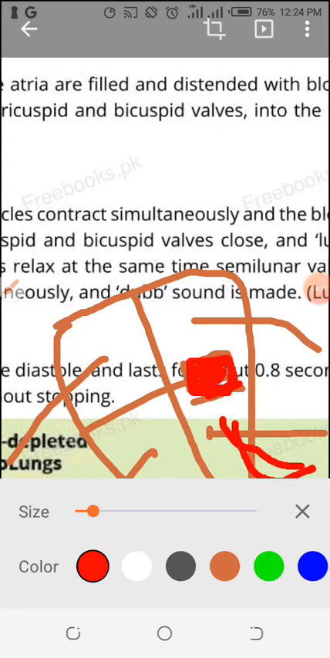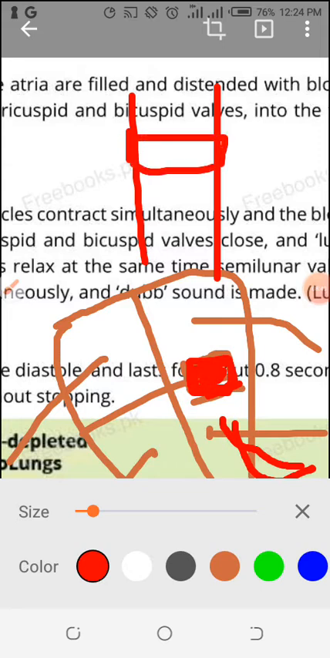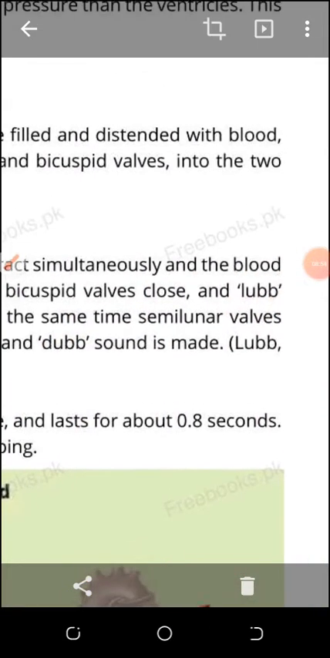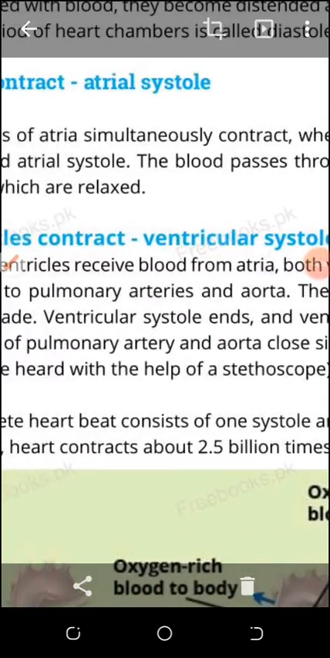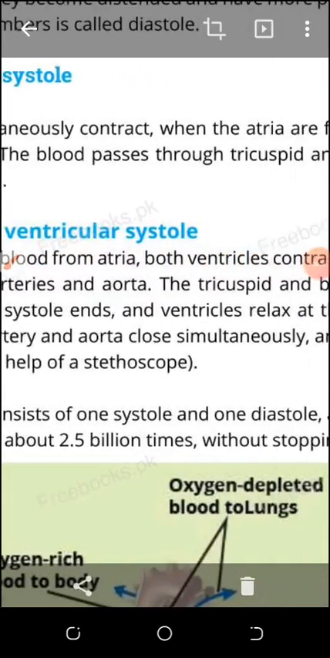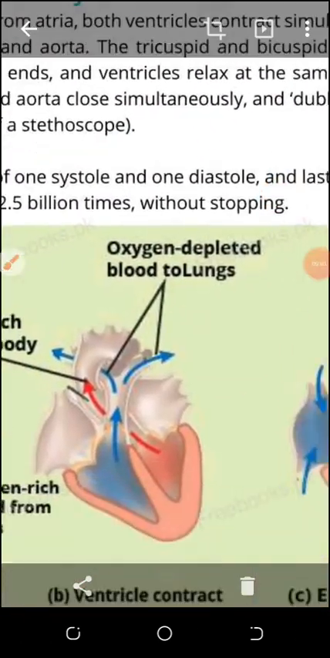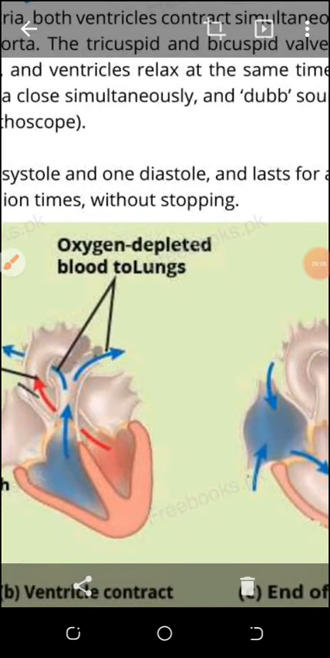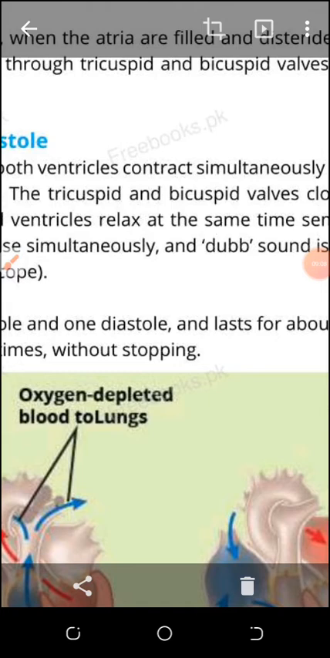When the dub sound will come, when the left ventricle will pump the blood to the aorta, the semilunar valves which are present in the aorta. First of all, I would like to tell you the name of the valves. Semilunar valves which are present in the aorta. So what will happen? When the ventricle will relax, meaning that the ventricle is not contracting, that is in diastole condition.